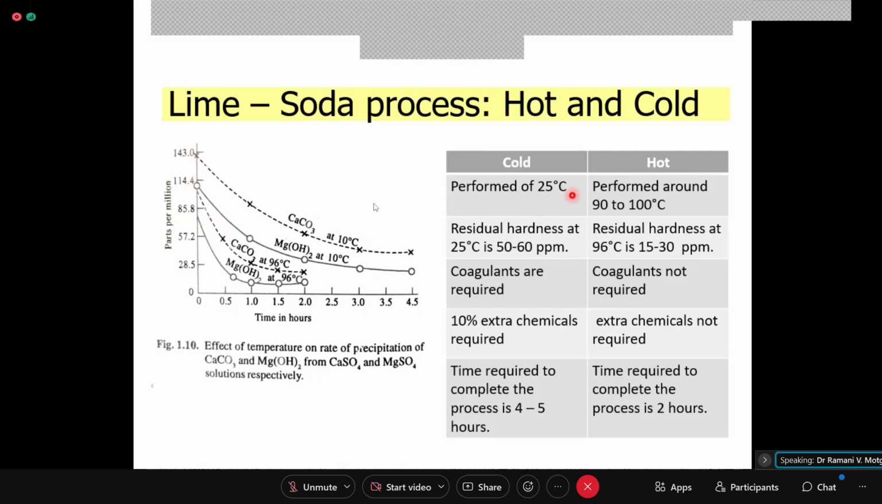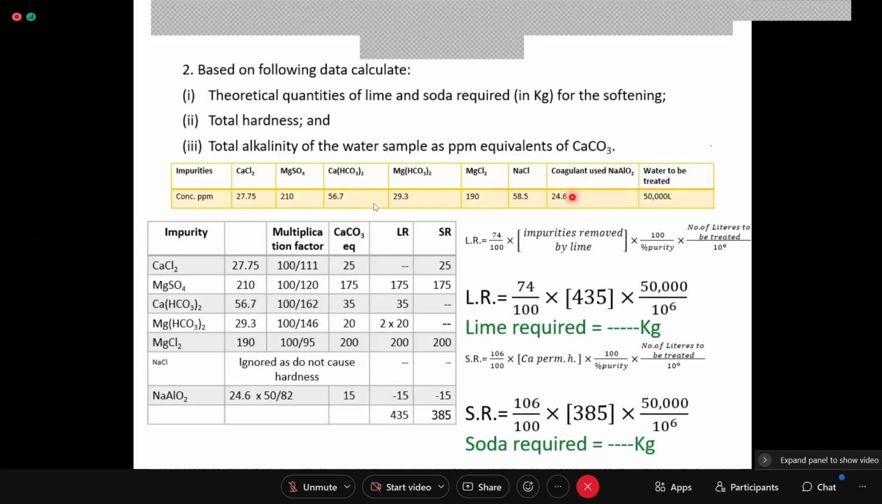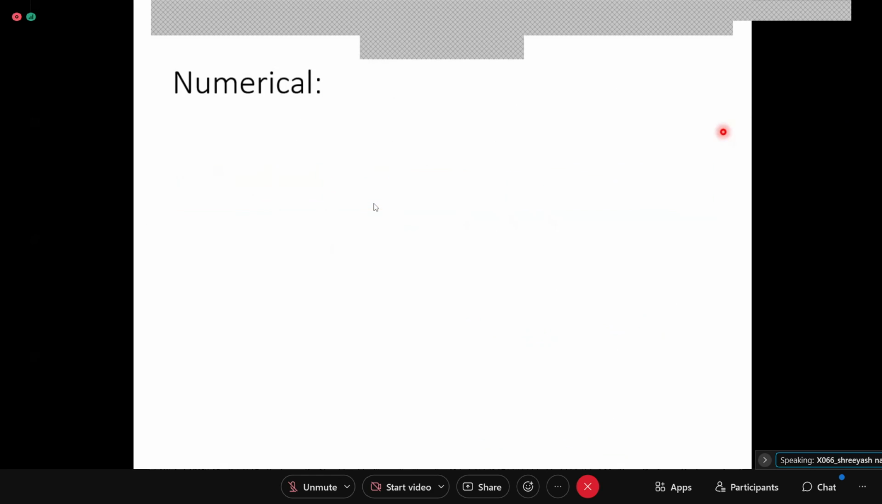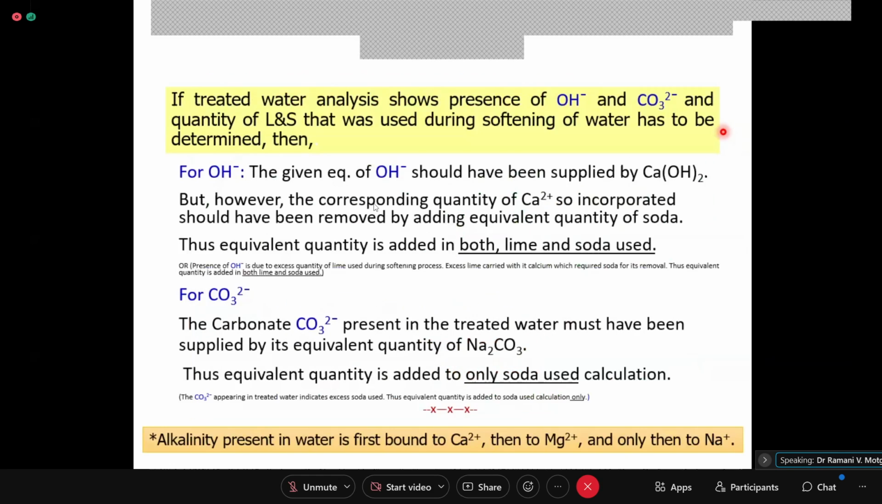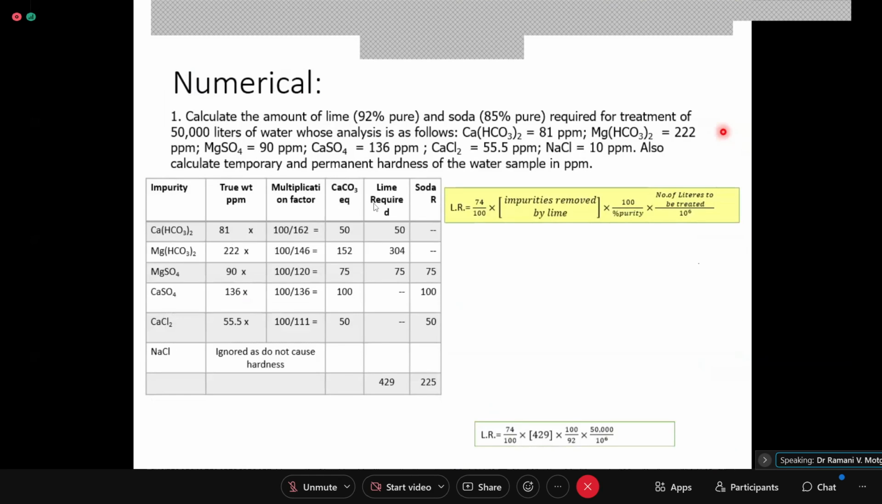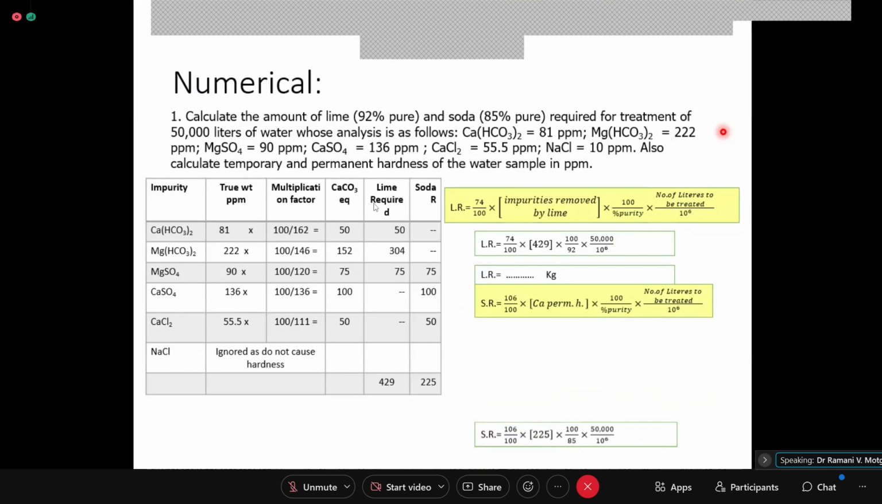Ma'am, can you please show that numerical slide? This way. Yes, ma'am. Okay, you can take a screenshot whenever you want. Earlier one also, the next one also, no problem. Okay.